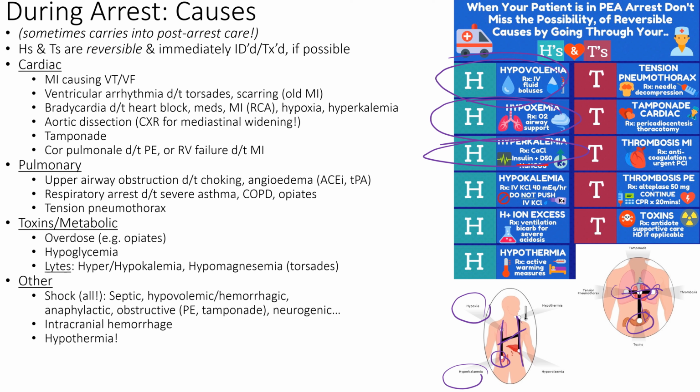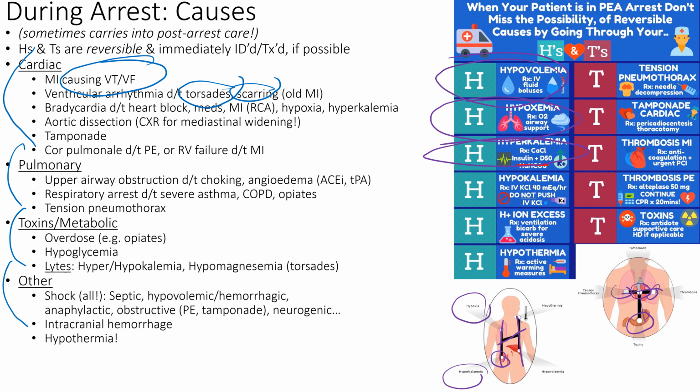So over here on the right is again by H's and T's. On the left here is by system, like what is going on that we can think of. So cardiac-wise, what's happening? They could have an MI. That could be why they're in VTAC, could be fib, right? And the arrhythmia could be even torsades or old scarring, right? An MI might not heal correctly, and it heals with scar tissue. So when the SNS goes down to send a signal, it hits scar tissue, and it can cause an arrhythmia to occur.